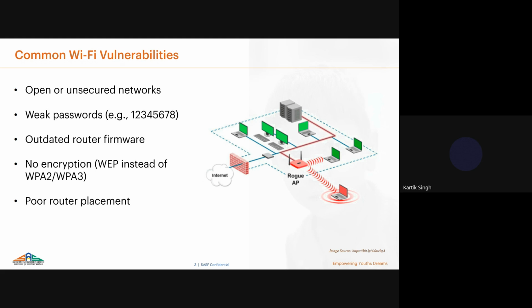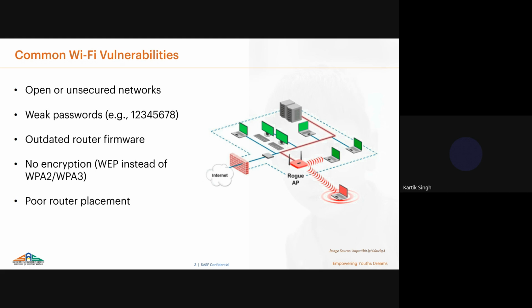So outdated router firmware can also be a vulnerability, because firmware gets updated from time to time. If there's a vulnerability in that router firmware, it can be exploited to get access to that Wi-Fi network or the devices connected to it, or to make the router transmit some kind of data to your devices, and that makes us vulnerable. So outdated router firmware is also a Wi-Fi vulnerability.